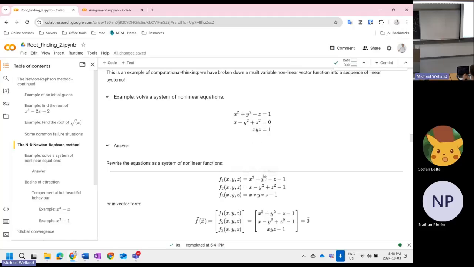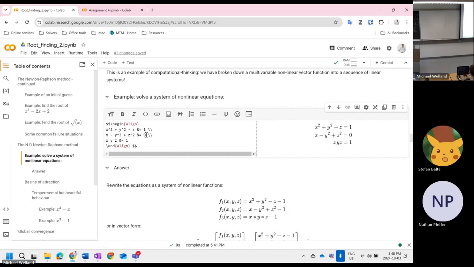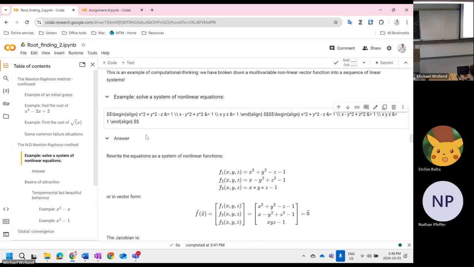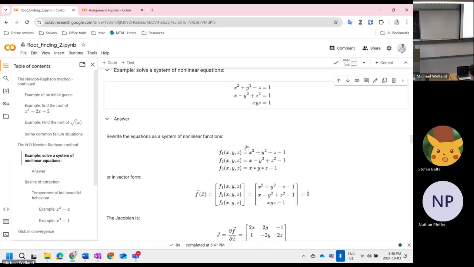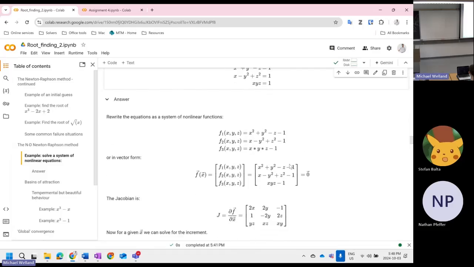So you take these guys, you rearrange them so that everything is equal to 0. Take all your constants, put them on one side, set them equal to your nonlinear function. Okay, you've got that line, you've got that line, you've got that line.